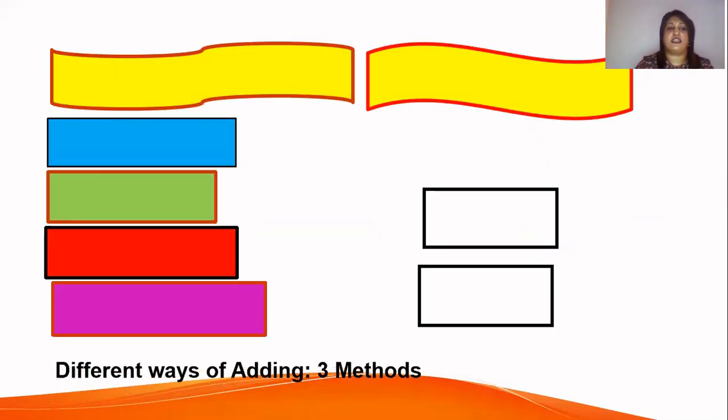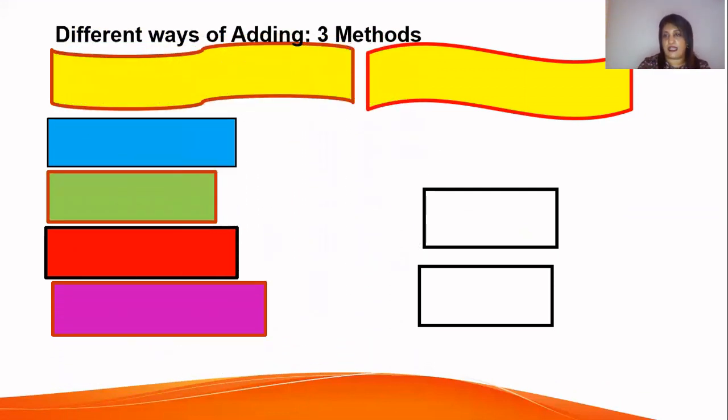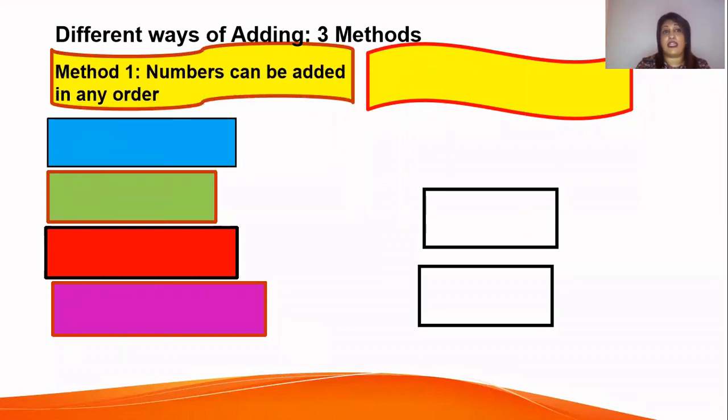Now let's look at the next one. Different ways of adding. Now we're going to look at different ways of adding. There's 3 methods of adding. We're going to go through each one. Then I'm going to do an activity using one set of numbers to do the 3 methods. First method. Numbers, when added, can be added in any order. Now remember, only when we're adding, we can add numbers in different order to get the same answer.